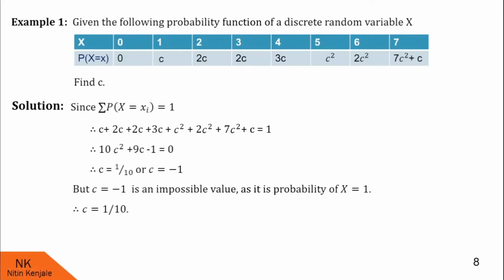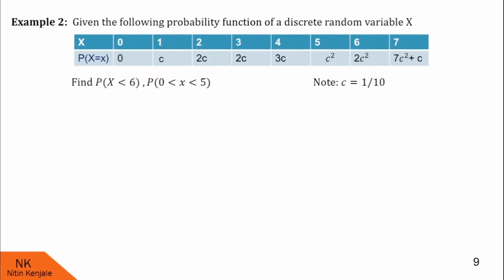Now let us extend this question. I am taking the same probability function and I am asking here to find the probability of x less than 6 and the probability of x between 0 and 5. Let us first understand what is meant by the probability of x less than 6. It means the sum of the probabilities of values of x that are strictly less than 6. So find what are the values of x that are strictly less than 6. They are 0, 1, 2, 3, 4 and 5.